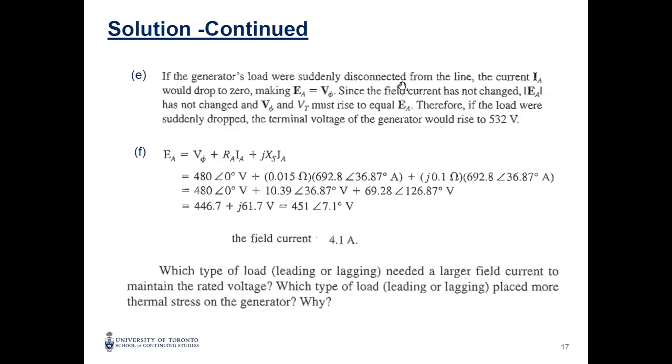What will happen if the generator disconnects? Current will be 0 and the E will be the V. And the field current does not change, so E will not change. We already calculated this value, so it's the same value.